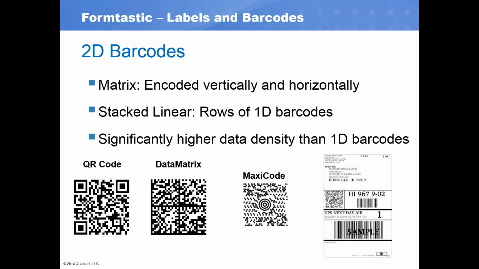QR and Data Matrix are two of the most popular 2D barcodes in the United States. They both require camera-based imaging scanners, and they're most commonly used for direct marketing, but they can be used for other purposes. We also support MaxiCode, which is a standard used for UPS shipping.